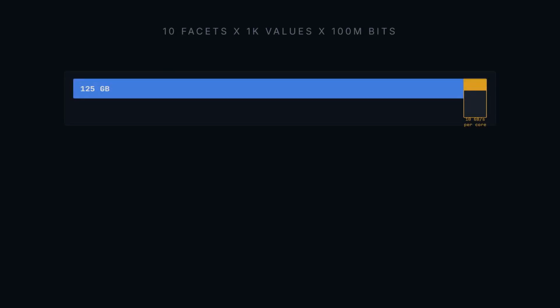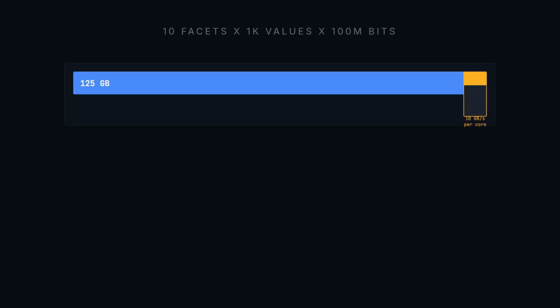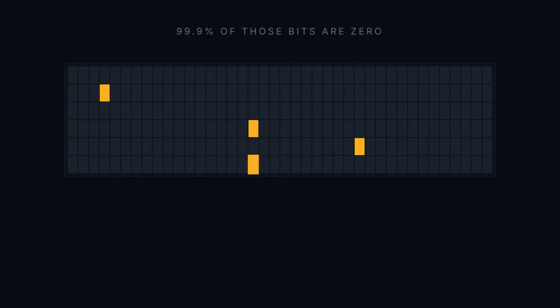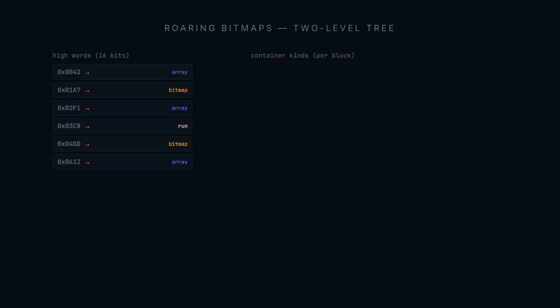Sounds great. So why is this not how every database does it? 10 facets times 1,000 values times 100 million bits is 1 trillion bits. 125 gigabytes. A single core can only pull about 10 gigabytes a second. The numbers do not work until you remember one thing. 99.9% of those bits are 0. Some values are popular, most are rare. Compress adaptively. That is what roaring bitmaps do.